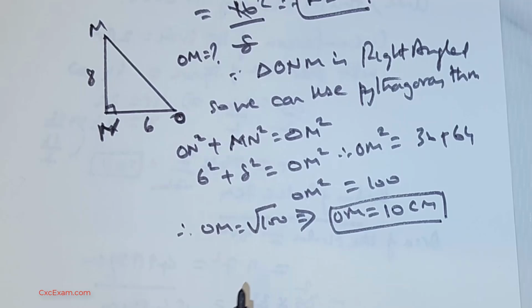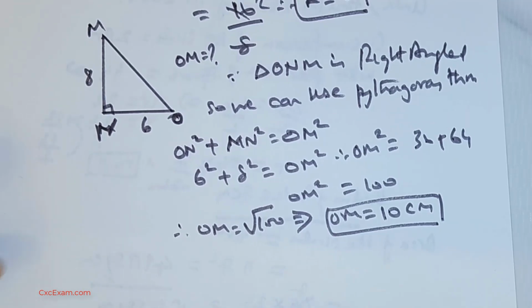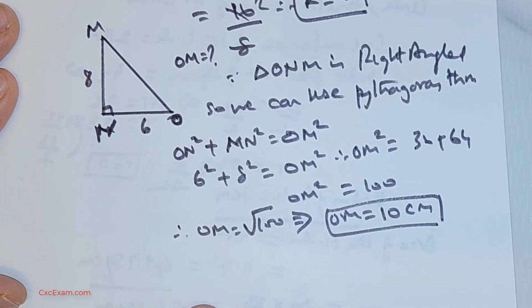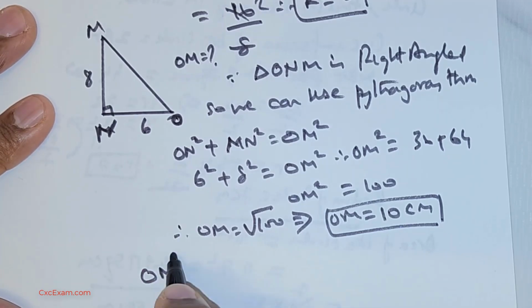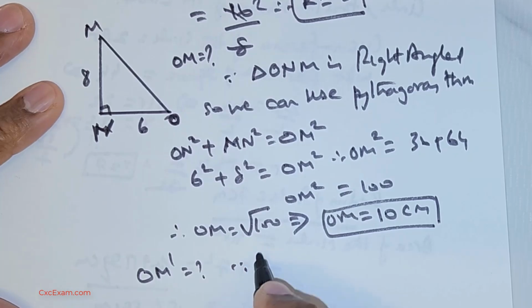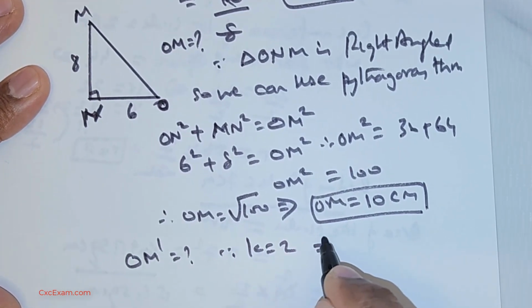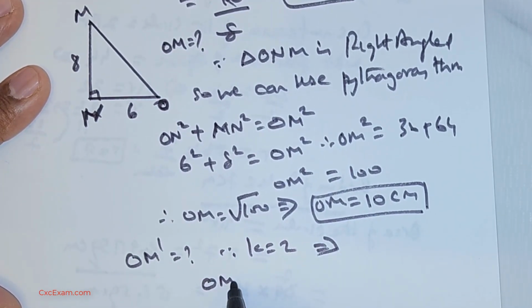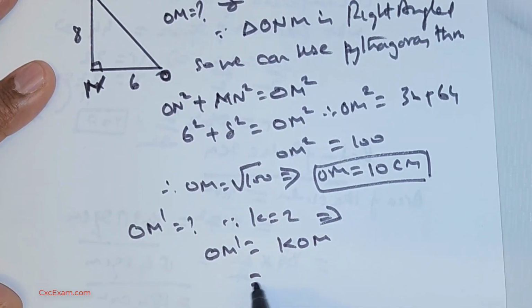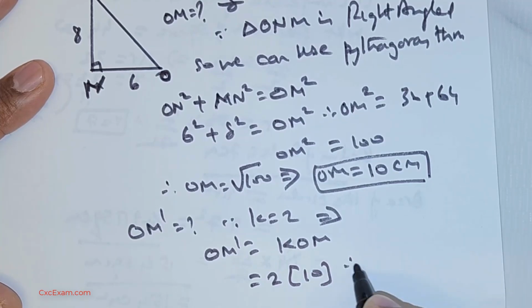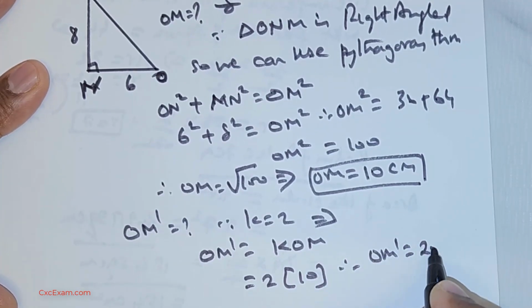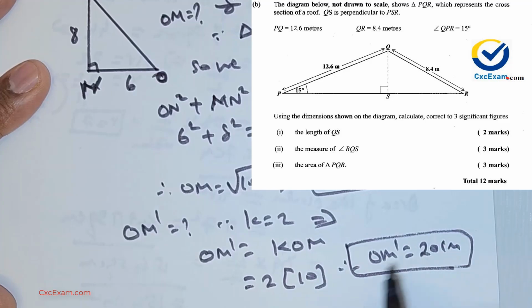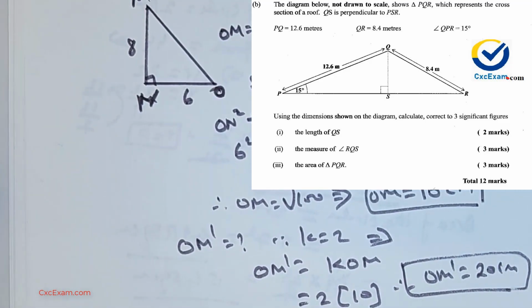Okay, so that is got. Now the length of OM dash, we need to find the length of this. Since k is equal to 2, which means OM dash is equal to k times OM, which means 2 times 10. Therefore OM dash is equal to 20 cm. So because we have to multiply by the scale factor. That's the completion for this question.